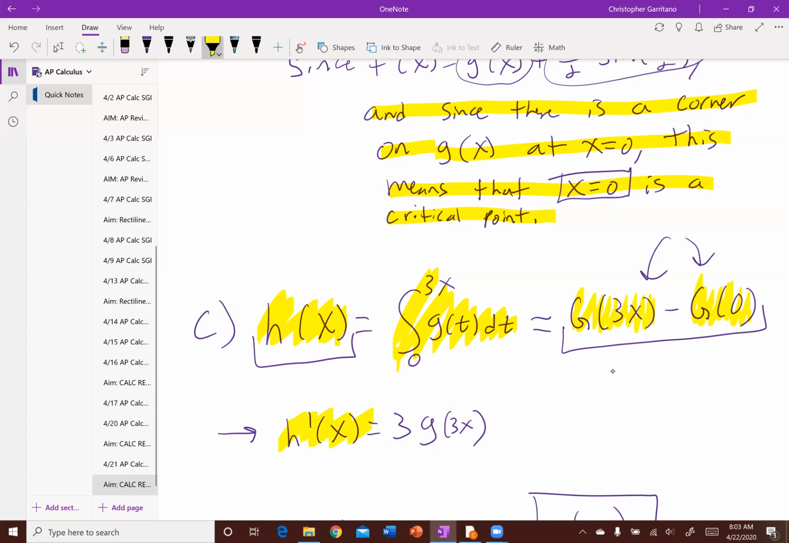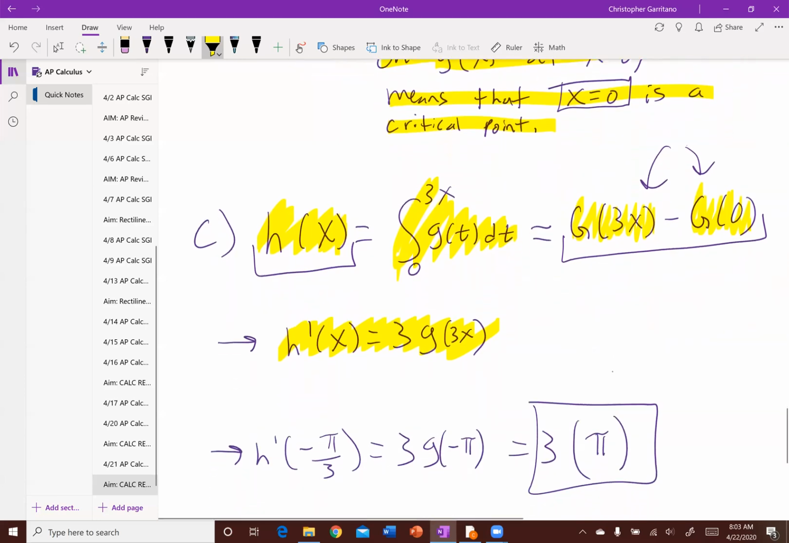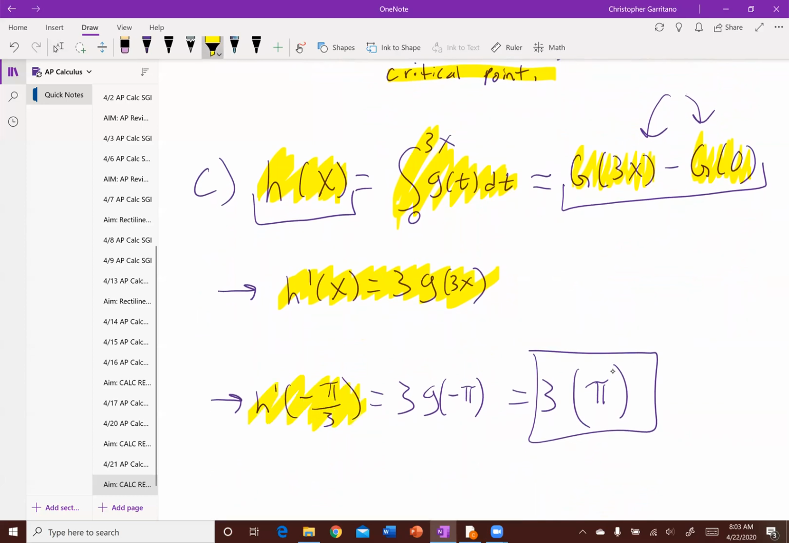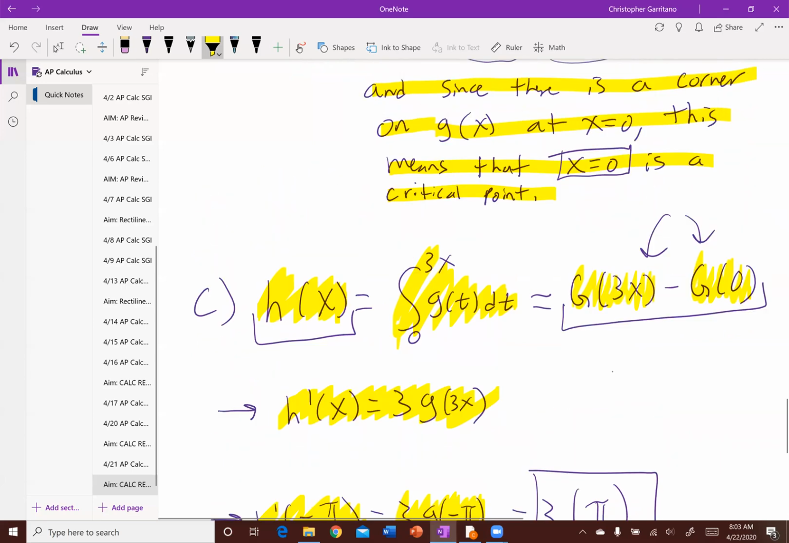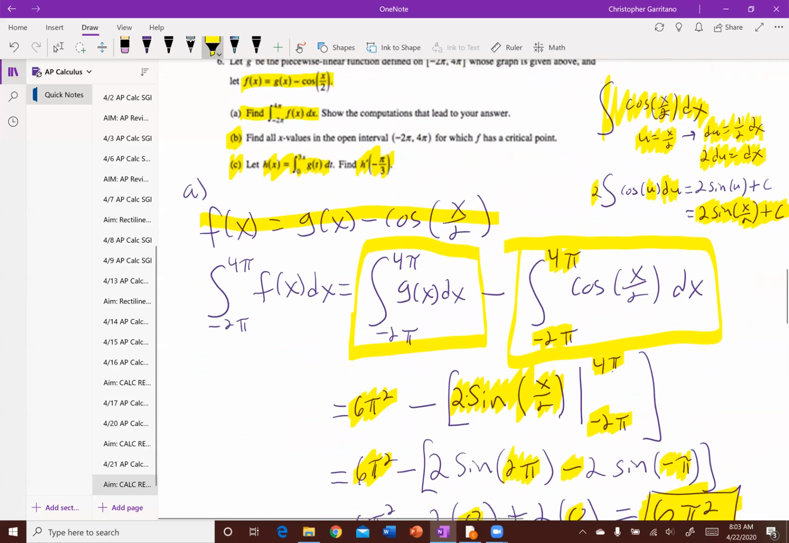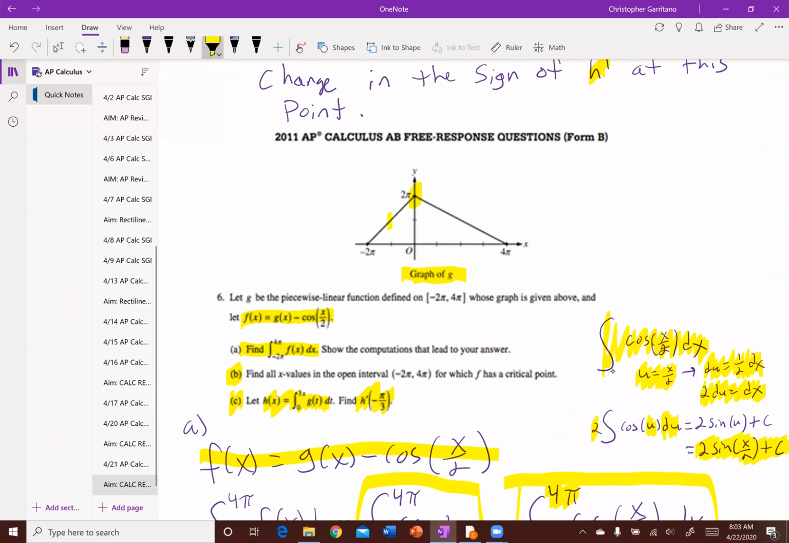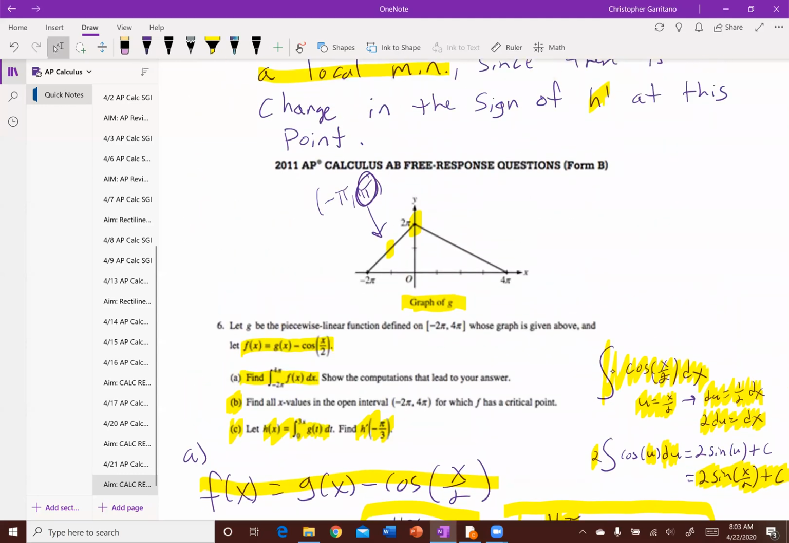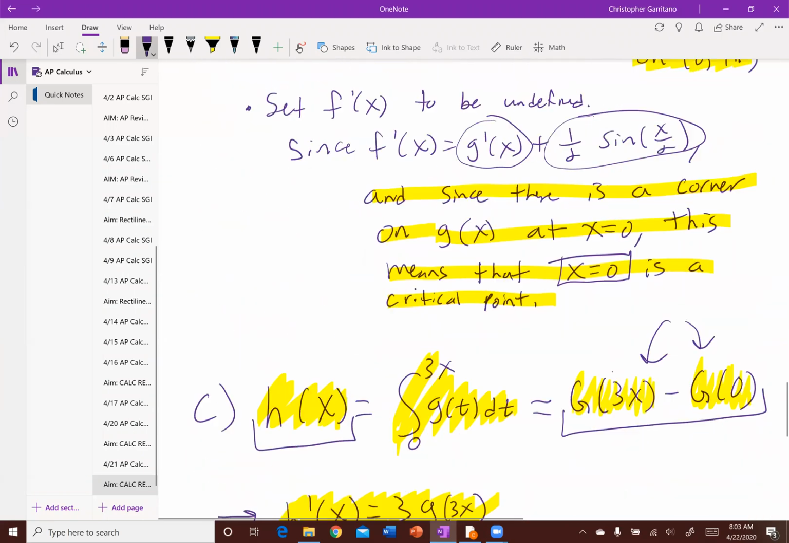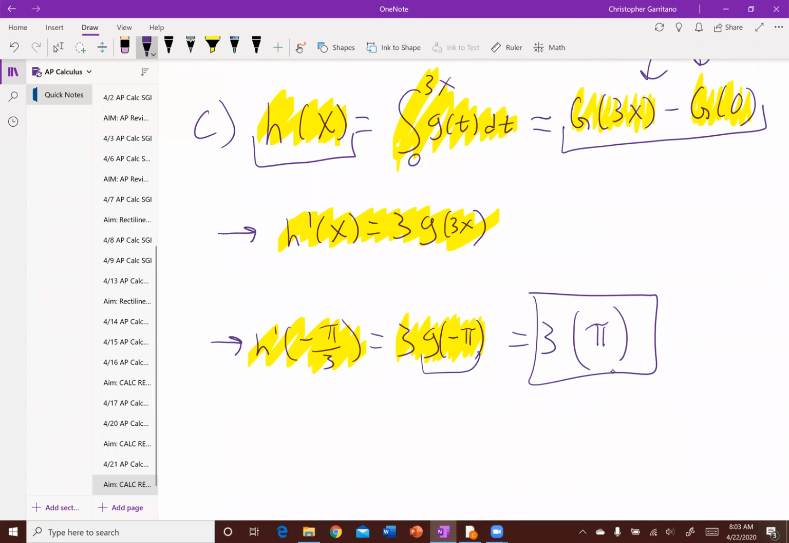All right, so we actually get this nice equation. And now I want to evaluate that at negative pi over 3. So that's equivalent to just 3 times g of negative pi. And going up here to my graph of g, g of negative pi is this point right here. This is the point negative pi, comma, pi. And that is the value of interest. So the y coordinate here is g of negative pi. And so g of negative pi is just pi, and that's your final answer, 3 times pi.